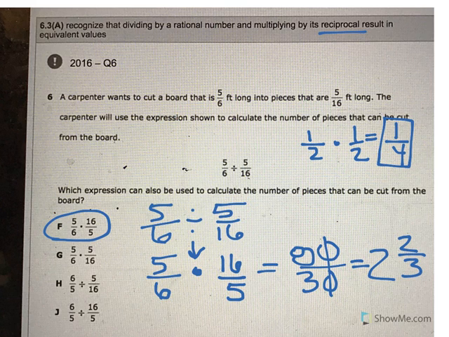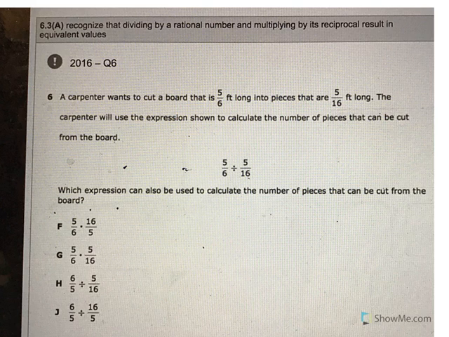Now really fast, it's not on the problem, but what's the reciprocal of 2 over 1? Well, you just flip it, it's 1 over 2. Pretty easy. Again, the denominator becomes the numerator and the numerator becomes the denominator.